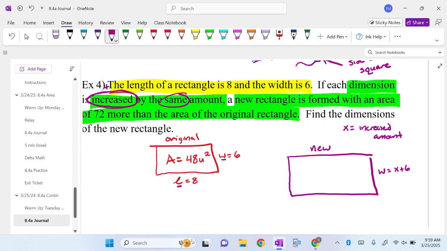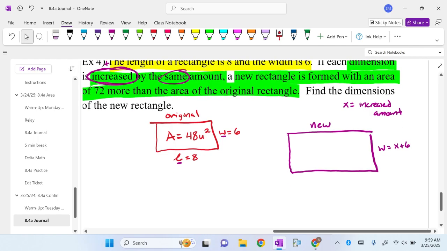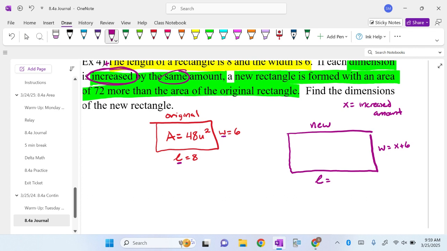The reason I'm putting the x in the front is that it'll make a little more sense when we do our boxing and everything. You don't have to, but it makes it a little easier. What would the new expression for length be if I add that same x amount to it? X plus 8. Good. So we don't know what this amount is. That's the question. But we do know that it's the same amount added to both.